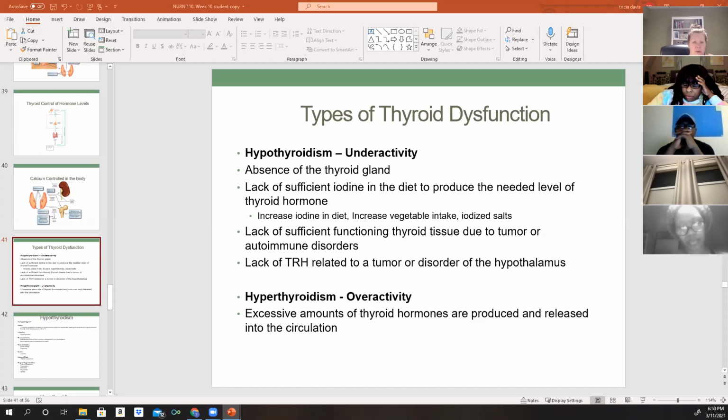Signs and symptoms. When you see a patient that has hyperthyroidism, they're going to have an increase in their body temperature. Sometimes they're going to present with tachycardia. They might present with thinner skin. We expect to see that sometimes in our older adults, but if they have hyperthyroidism, we'll see it in our younger adults. They might complain of heart palpitations.